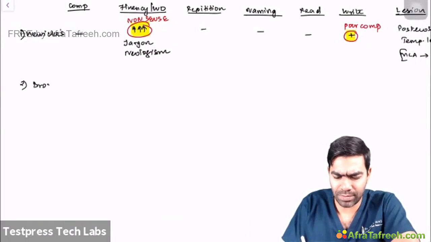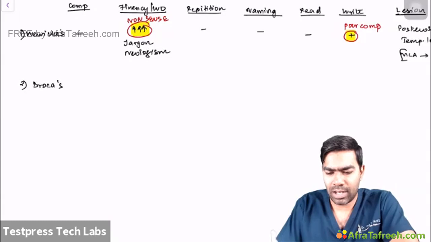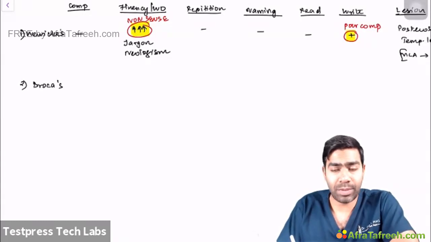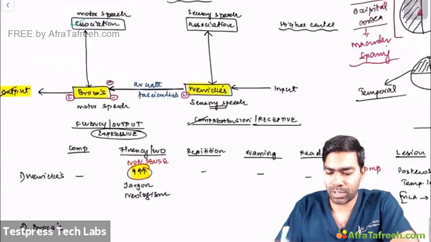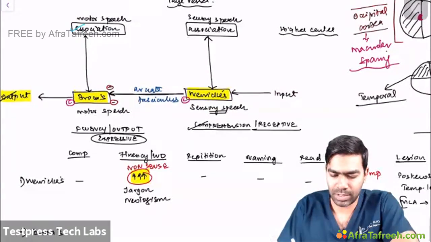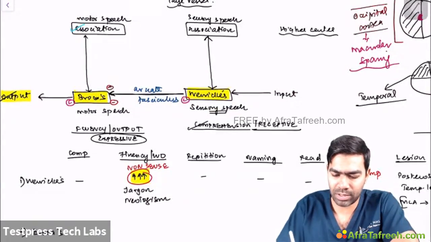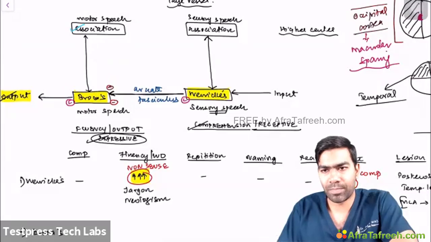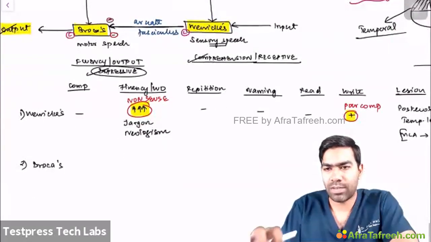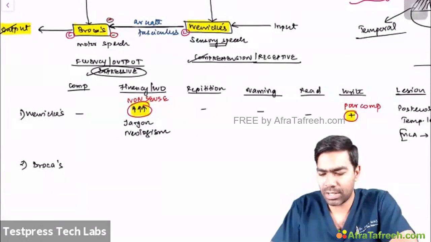Then you have Broca's aphasia. Let me come back to that. Broca's aphasia means the problem is on this circuit, which means the expressive circuit. That is where the problem is. The expression will be a problem. How can they be fluent if the repetition is lost?